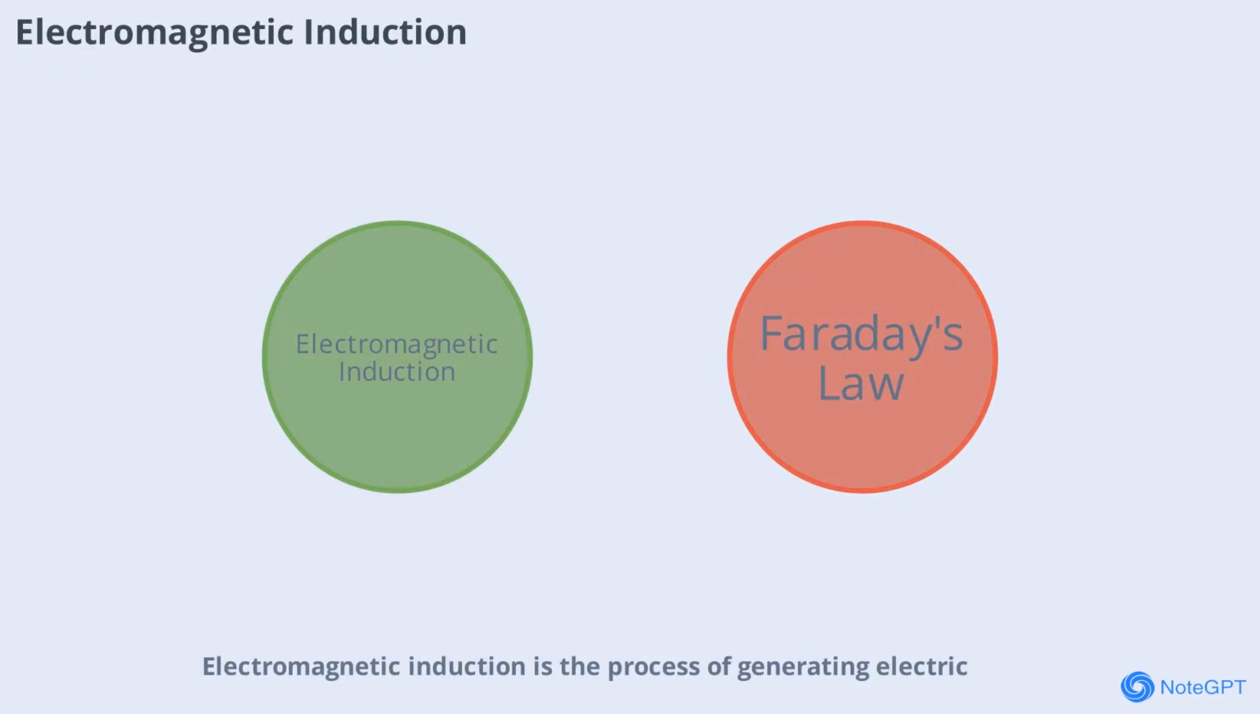Electromagnetic induction is the process of generating electric current by changing the magnetic field around a conductor. Faraday's experiments showed that moving a magnet near a coil, or moving the coil in a magnetic field, induces a current. This principle is the foundation of generators, transformers, and many modern technologies. It's a key concept in understanding how we harness and use electricity.